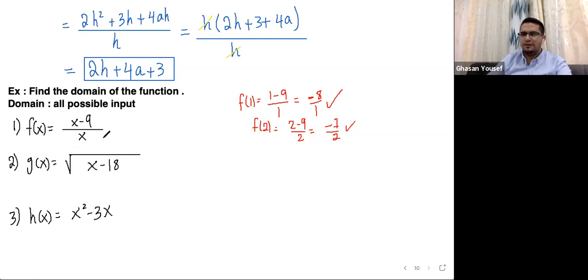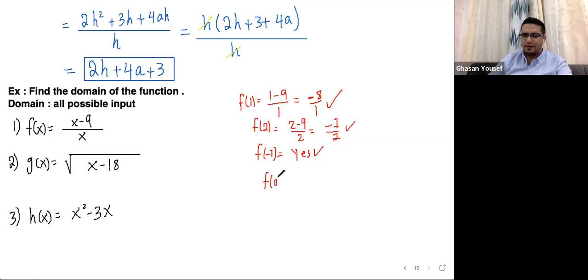What about the negative numbers? Can I plug negative numbers inside this function, like f of minus 1? Yes, it will give me a value, so it will be fine. What about negatives like f of minus 2? Everything is fine. What about the 0 here?